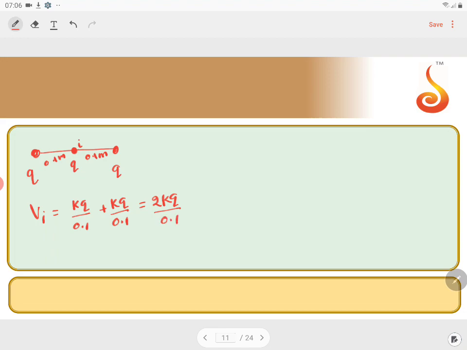Now it is moved like this, so that the final position of the third charge is 0.2 meter from the first two charges. Say this is the final point. What is the potential at the final point? It is Kq divided by 0.2 plus Kq by 0.2, which is equal to 2Kq divided by 0.2 meter.